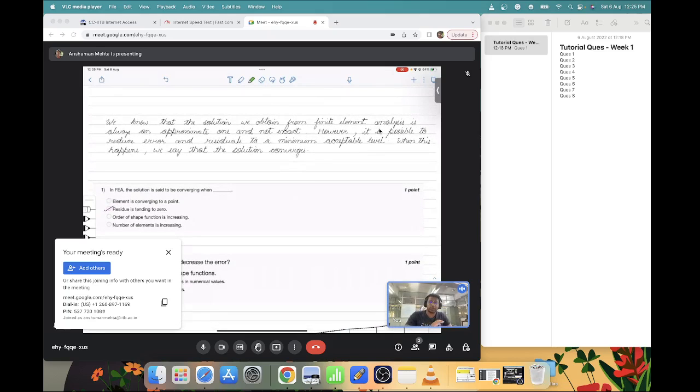In FEA, the solution is said to be converging when... we'll look at the other options also. Element is converging to a point. See, any element won't be converging to a point, because in elements we are describing the domain, and those domains cannot converge to a point because actually we have already described it. Okay, so the thing is those values which are there in the element, those have to be minimized. The errors have to be minimized.